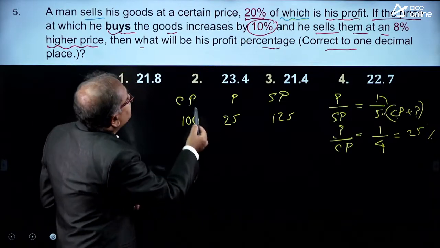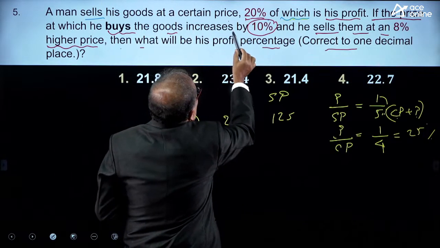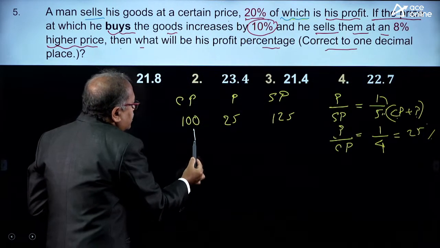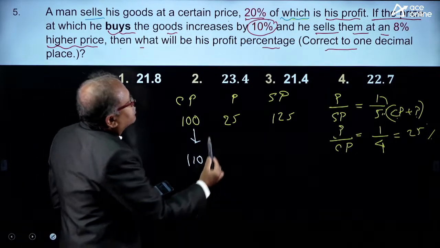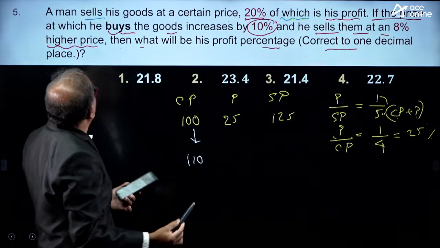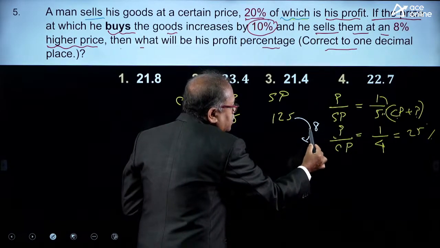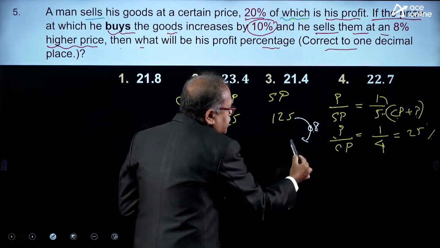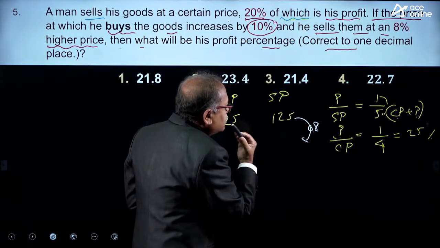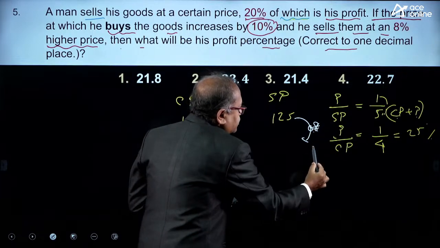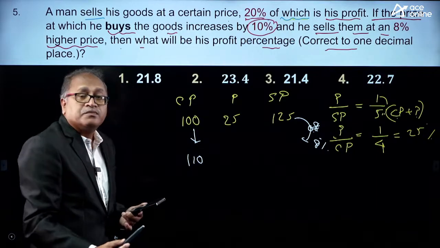Now, what is happening here? If he buys the goods increased by 10%, the cost price will be 110%, Shrouded One, and he sells them at 8% higher price. So, take the 8% of this and add it to that 0.8. So, 8 5 is 40, carry 4, 12 8 is 96 plus 40. I am taking the 8%, not 80%. So, 8% of this will be nothing but 10.